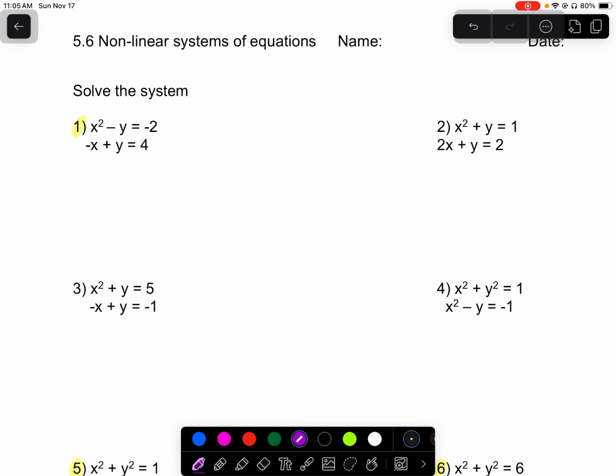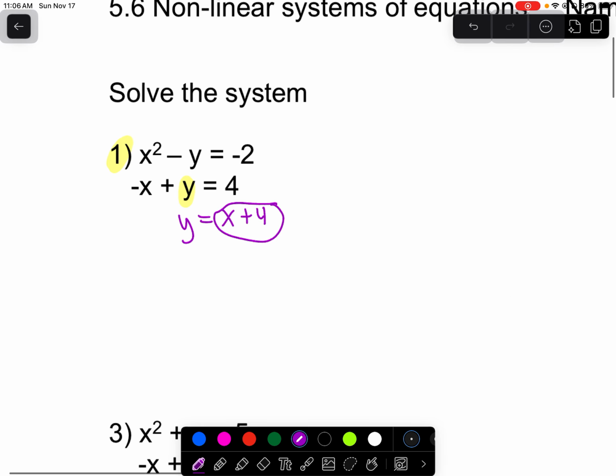When I do problems like this, what I like to do is take my linear equation and solve it for what I think of as the simplest variable in both. So I'm going to rewrite this as y equals x plus 4. Now that's what I'm going to substitute into the upper equation, okay? So I'm going to get x squared minus that quantity equals -2. So you'll notice that my equation is now only containing x's. So let's distribute that negative.